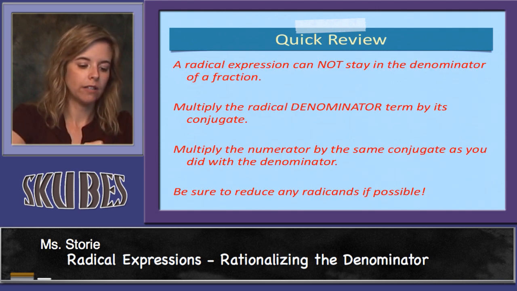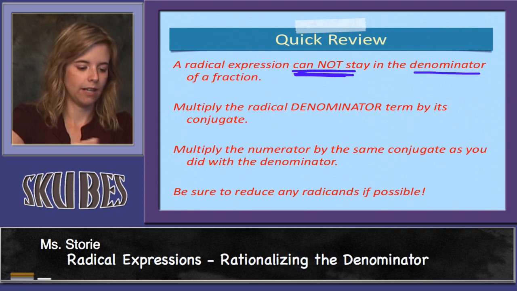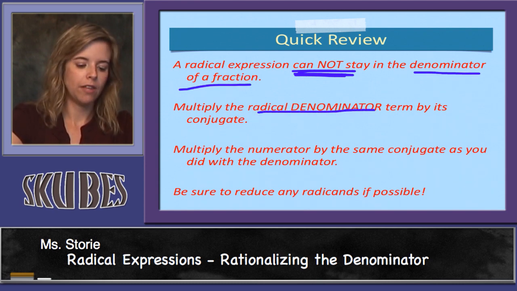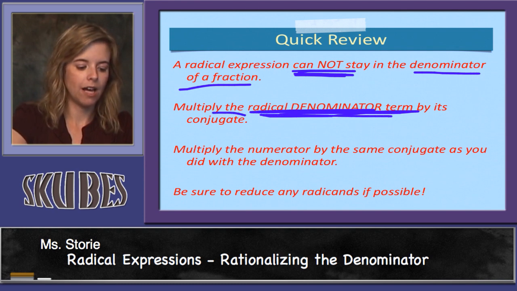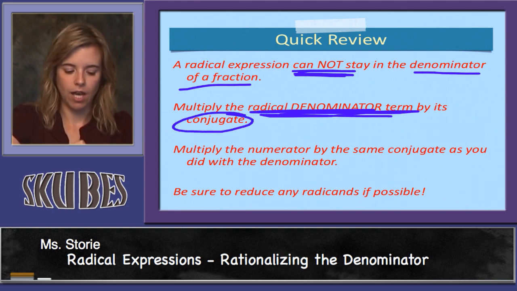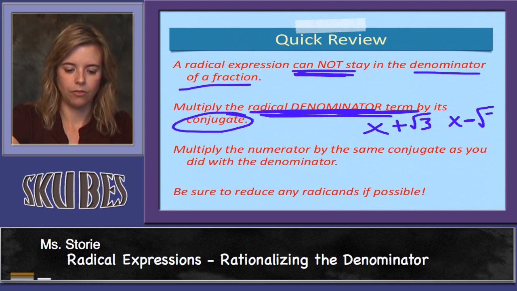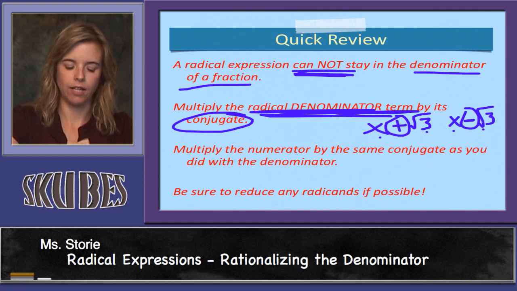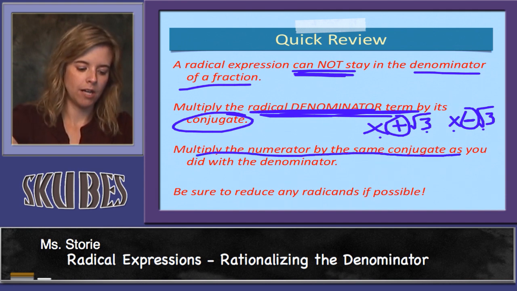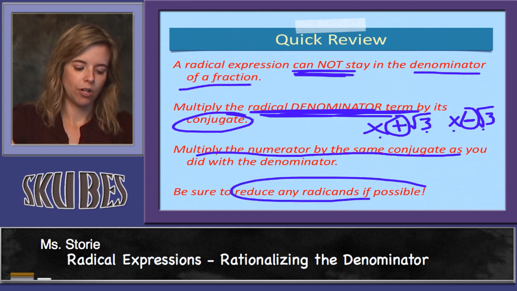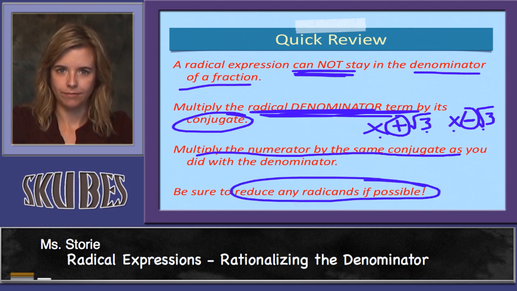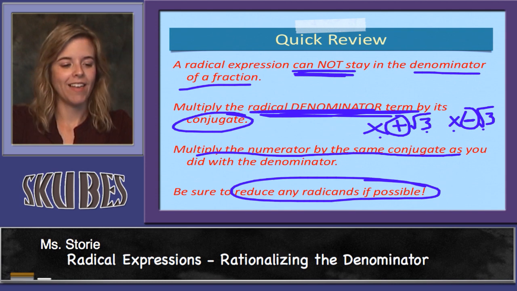As a quick review, a radical expression absolutely cannot stay in the denominator of a fraction. You multiply the radical denominator term by its conjugate. And remember, the conjugate means flip your sign. Keep the same terms. So if I have x plus radical 3, the conjugate is x minus radical 3. Same terms, just a sign flip. That's what a conjugate is. Multiply the numerator by the same conjugate as you did with the denominator, and be sure to reduce any radicands if you can. And always make sure to go back and double check. And that's it for our lesson on radical expressions, rationalizing the denominator.